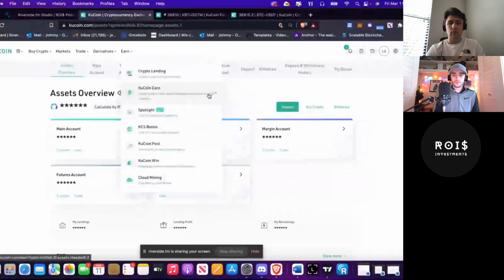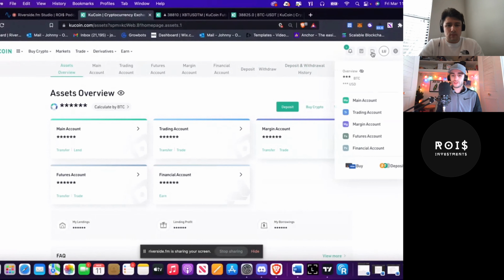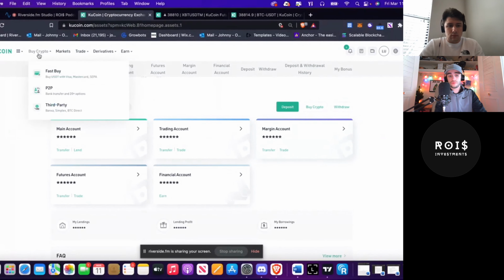What I'm going to show you guys first is basically what you're going to do once you sign up and verify your identity and everything. You're going to click on this little wallet thing. This will take you to this page, the assets overview. The way that you're going to put money in here is either through fast buy with USDT using a Visa or MasterCard, or you can do a bank transfer, or you can do third party, like using Bitcoin. You can send Bitcoin directly to this wallet, which is pretty cool.